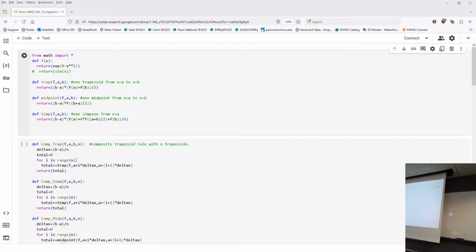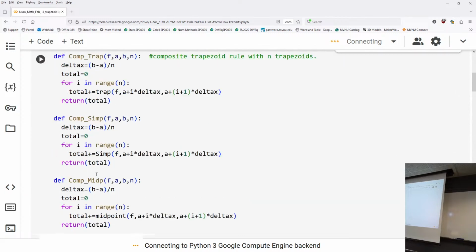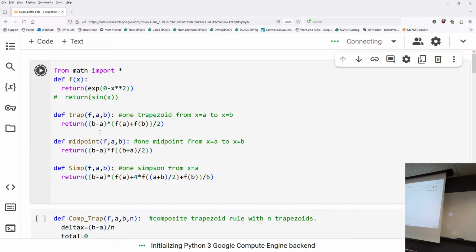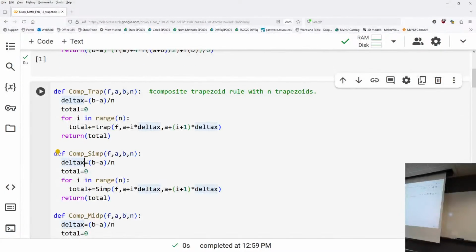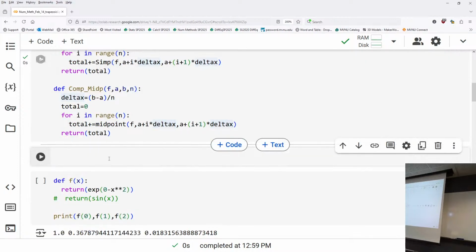So here is the Python code that we were using before. I've reorganized it a bit. So let me just recompile everything. Let's see, here we go. Just so that I could have all of my rules in one place. So we've got all the basic trapezoid, midpoint, Simpson's rule in one block. And I've got the composite rules down here. So there they are. And then let's add a code block down here.